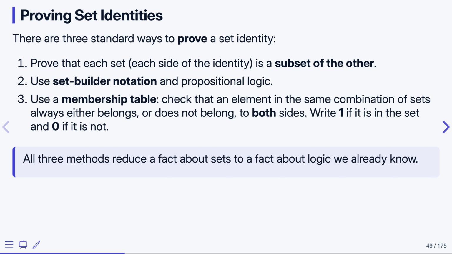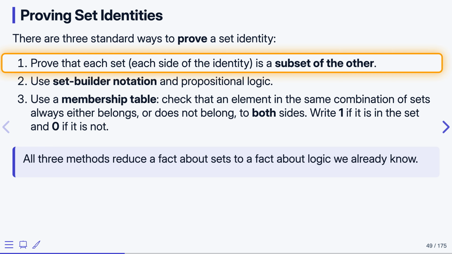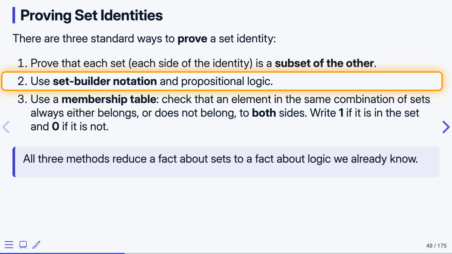How do we prove that two sets are always equal? There are three common methods. Method 1. Show that each side is a subset of the other. If the left side sits inside the right side and the right side sits inside the left side, they must be the same set. Method 2. Use set builder notation. Describe each side with the rule the set of all x such that some condition holds, then use the logic laws from Chapter 1.